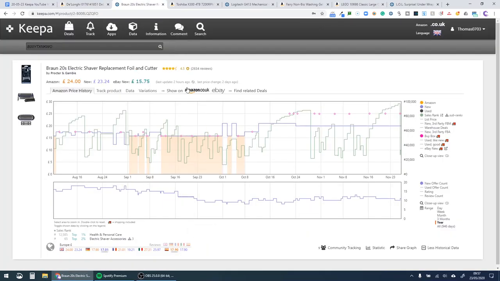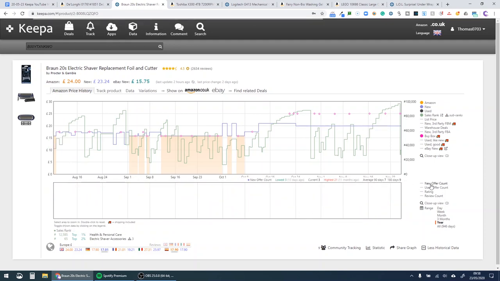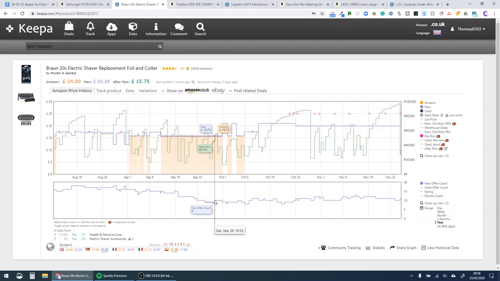If I jump in here, I've got a product that I love looking at for this exact example. It's a Braun electric shaver replacement. Down the bottom here, we have a new graph that we're looking at. If I turn it off and on, it is the new offer count. It just shows you how many new offers there are over time. We've got like 17 here back in August 16, and here we've got 10. It's just showing us that number of sellers over time. Now, what I want to do is start breaking this down.